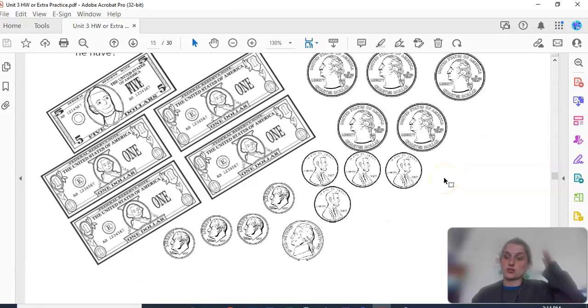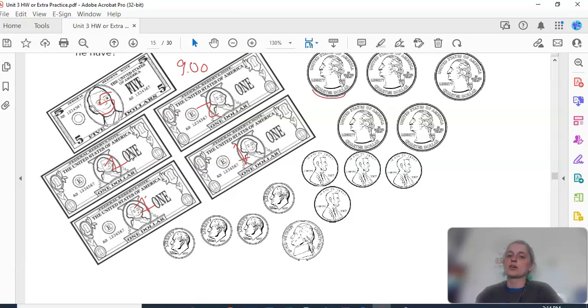Be careful that you're not just saying rectangle, that's $1, because there are different dollar amounts here. This is actually $5. This is $1, $2, $3, $4, plus $5 makes $9 in bills, which we're going to write as a decimal.